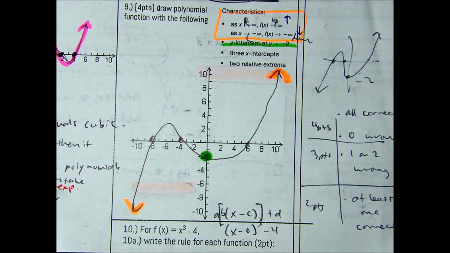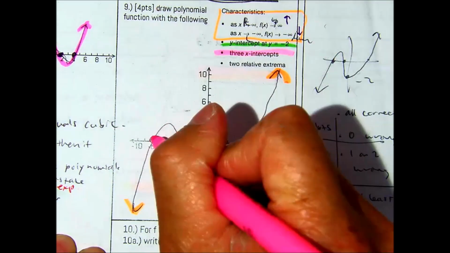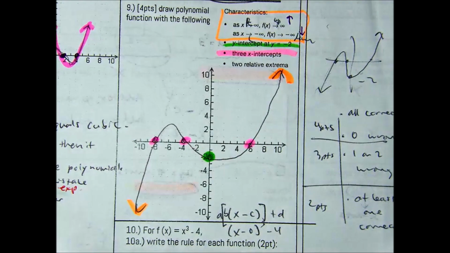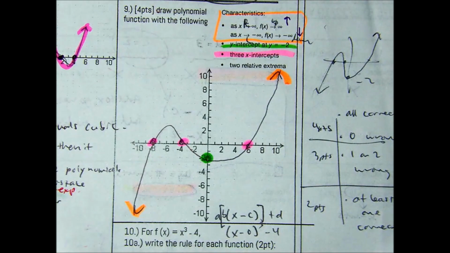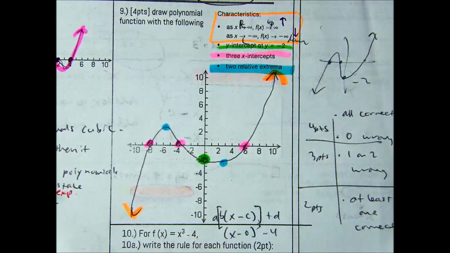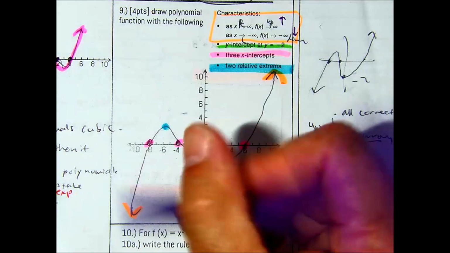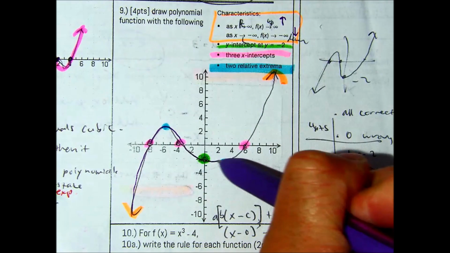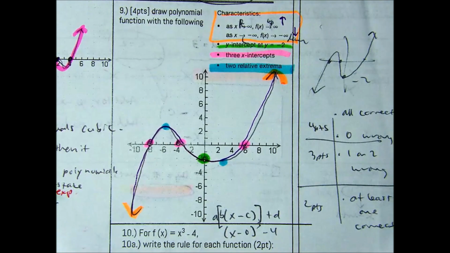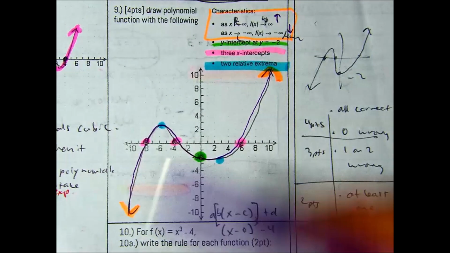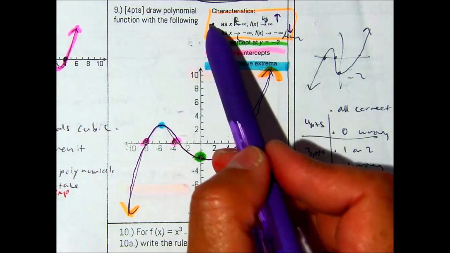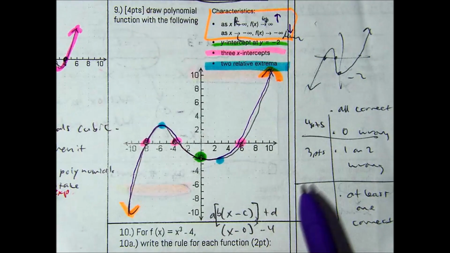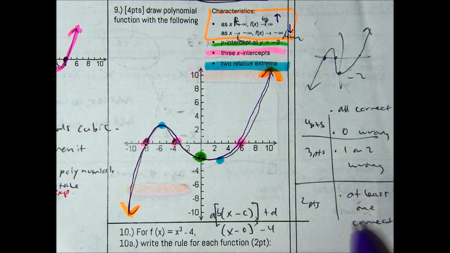It says 3 x-intercepts. Does not matter where you put them. And then it says 2 relative extremas. Those are just the maximum and minimums. So as I draw my polynomial, if you got all these characteristics correct, you know it's correct because I put checks by them, then you got 4 points. If you made 1 or 2 wrong, like I put a little X there, that means you got yours wrong. And you got 2 points if you got at least 1 correct.